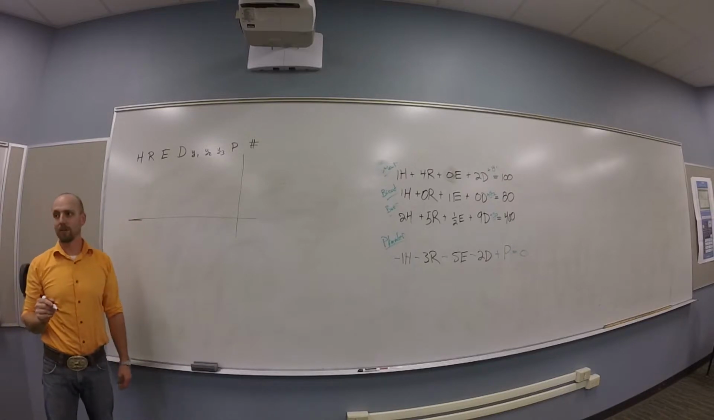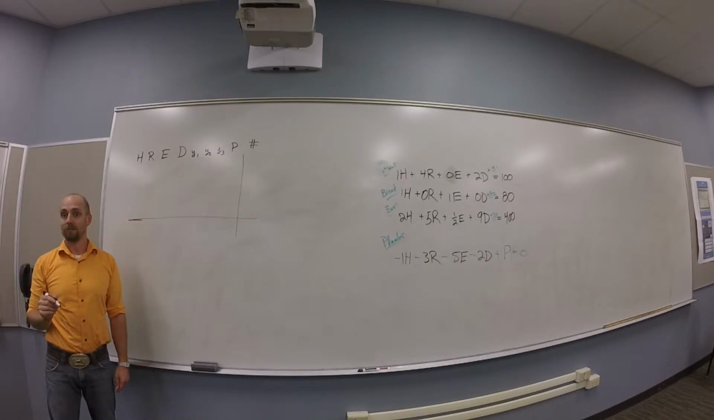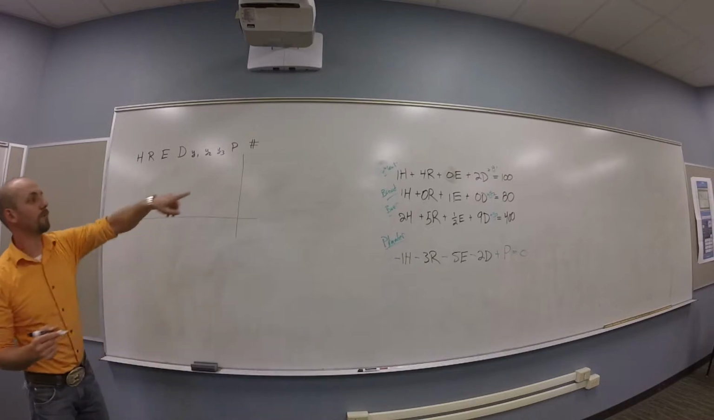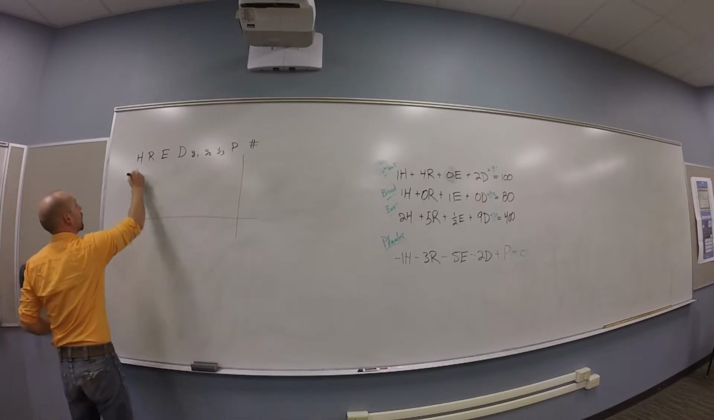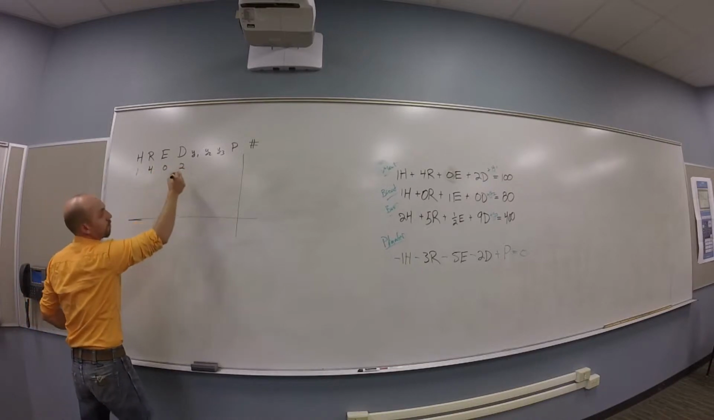Okay, and then what do I need to do with my table? Plug in all the stuff. So my first constraint equation reads what? 1, 4, 0, 2, 1, 2.